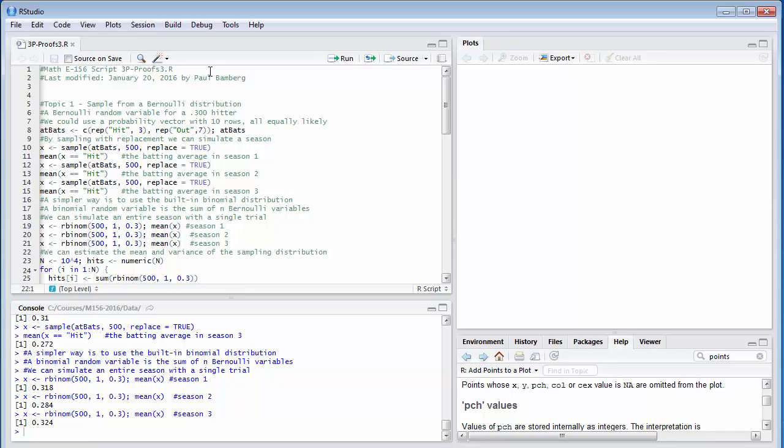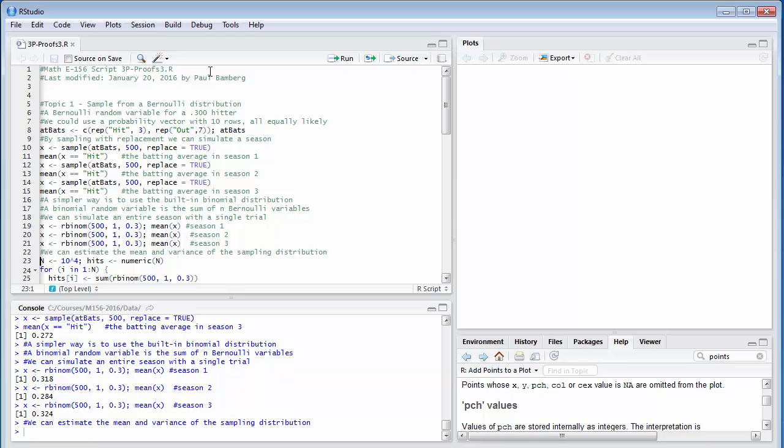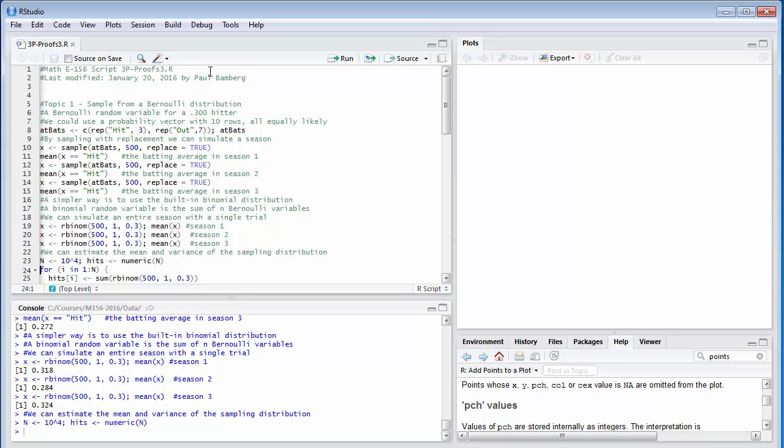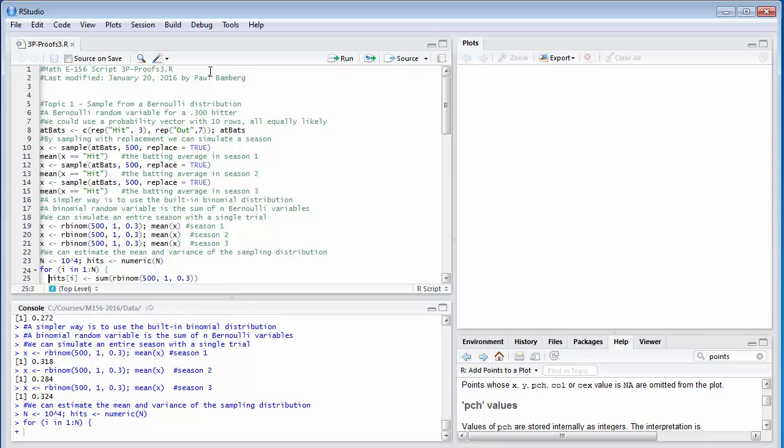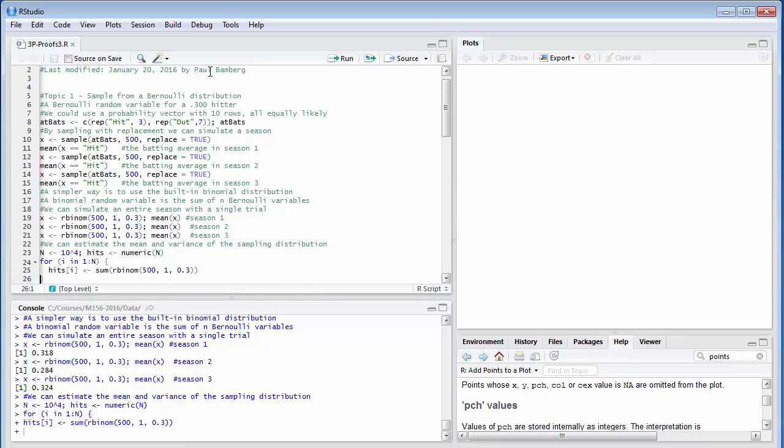Now, let's look at the mean and variance of the sampling distribution. This is one of the few times in this course that we actually have to use a loop. I said you're only expected to be software users, not programmers, but we'll use this little for loop. What I'm going to do is set up a numeric vector named hits that has 10 to the 4th empty slots in it. Then for i taking all values from 1 through n inclusive, I will calculate the sum of 500 samples of size 1 from a binomial distribution with a probability of success 0.3. That's a Bernoulli distribution, and store it in the ith slot. So now I've got a vector with 10,000 outcomes.